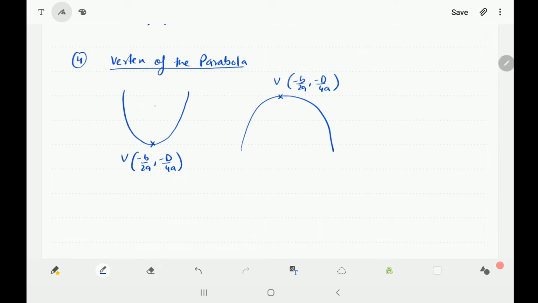One more thing which you need to remember is that the parabola is symmetric about the vertical line passing through the vertex. In this case also the parabola will be symmetric about the vertical line passing through the vertex, which is x equal to minus b by 2a. So let's derive it now.